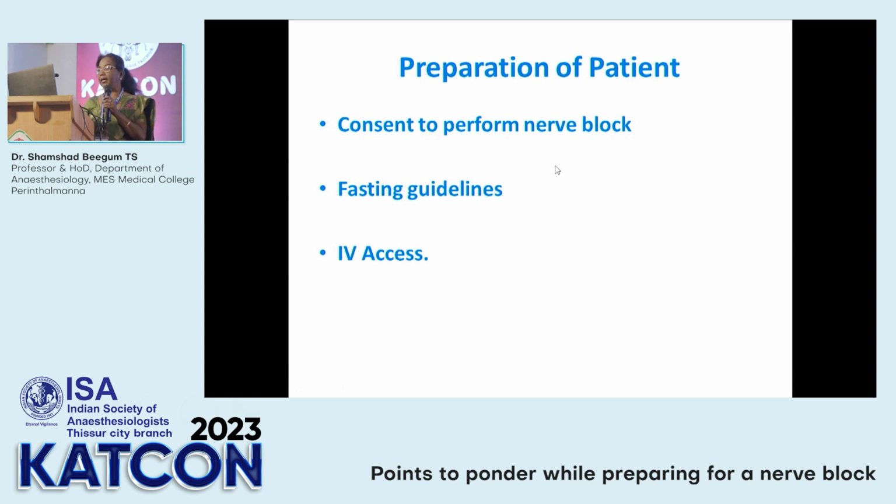So how will you prepare? What is the preparation of the patient? We have to get consent to perform the nerve block, after explaining the procedure to the patient as well as to the caregiver. A written informed consent should also be made available. The fasting guidelines are just like any other surgeries, and an IV access should be there.